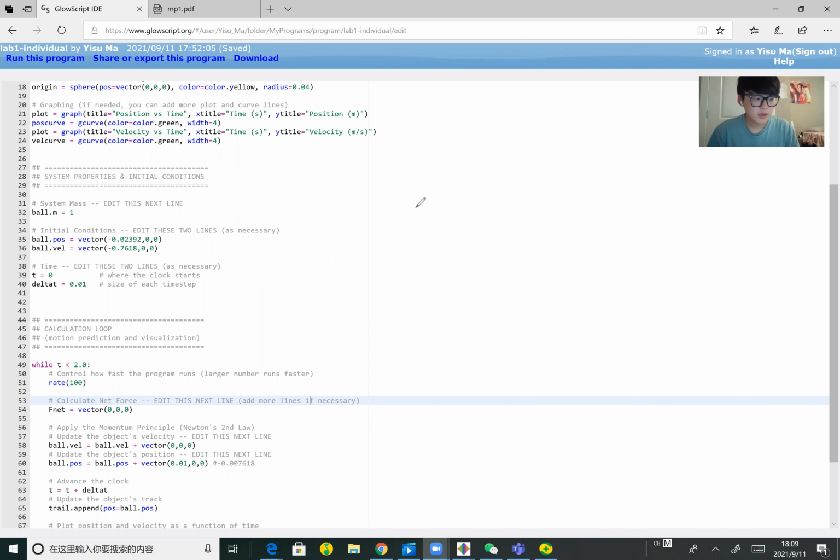So in our computational model, we need to first see F net, the net force, which is equal to ma, our Newton's second law. And since velocity is constant, we know that our net force is zero because acceleration is zero. Therefore, we can see that our final position vector is equal to the initial position plus delta t times constant velocity.